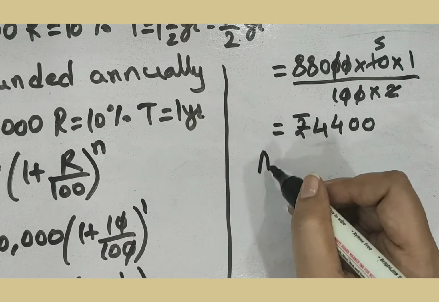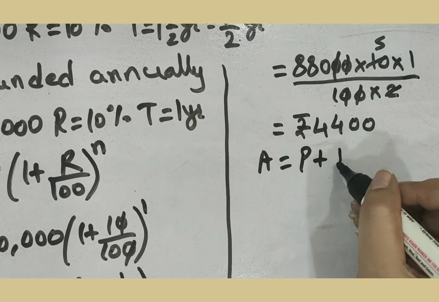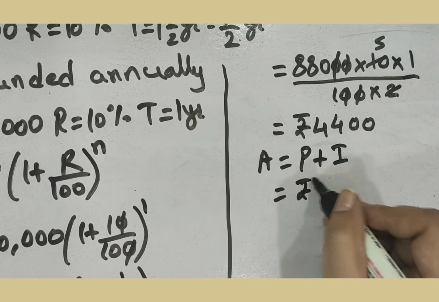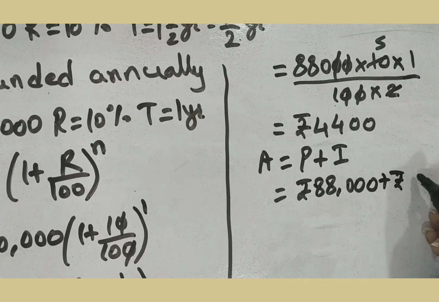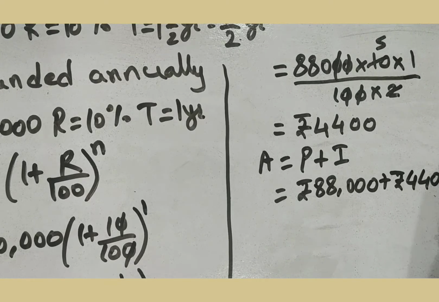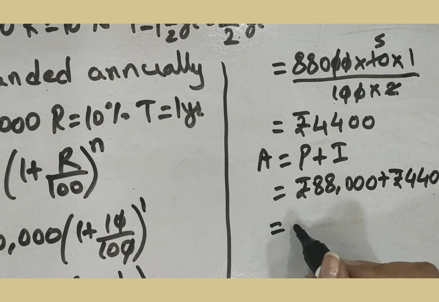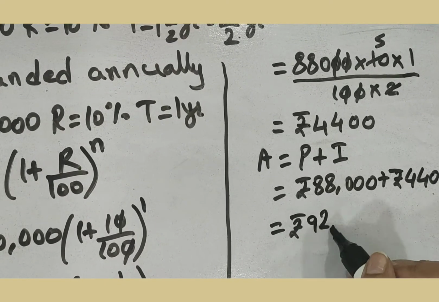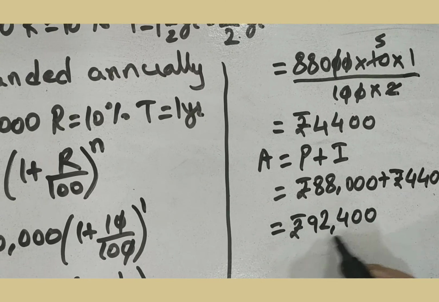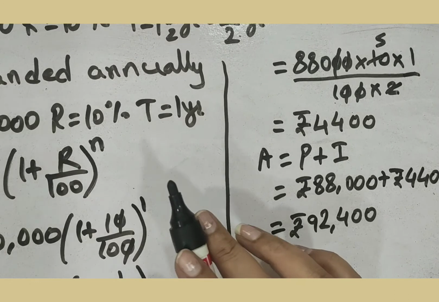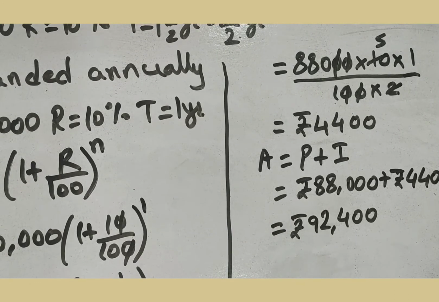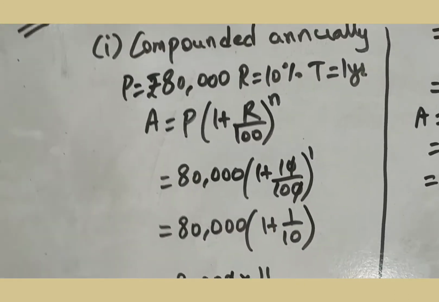Now my amount will be is equal to P plus I. That will be rupees 88,000 plus rupees 4,400, which will give me rupees 92,400. So this is the amount we got after calculating the interest compounded annually. Now let us do for when it is compounded half yearly.